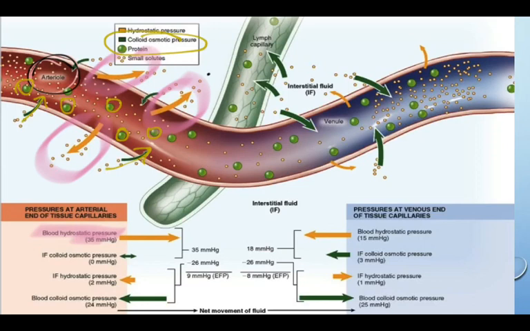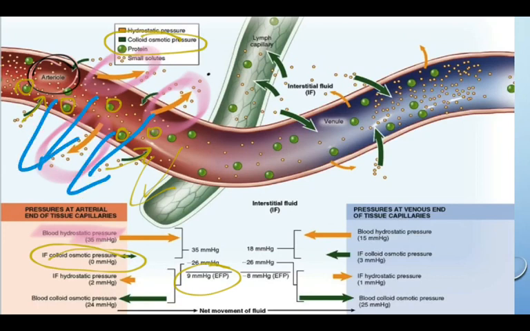So, at the arterial end, though, there is hardly any colloid osmotic pressure, meaning there's hardly any pulling pressure at the arterial end of a vessel. At the arterial end of a capillary, there's hardly any pulling pressure. Okay? So the total pressure here is 9 millimeters of mercury, meaning you're going to have fluid moving out here. You will have fluid moving out of the blood vessel here, carrying nutrients and stuff like that.